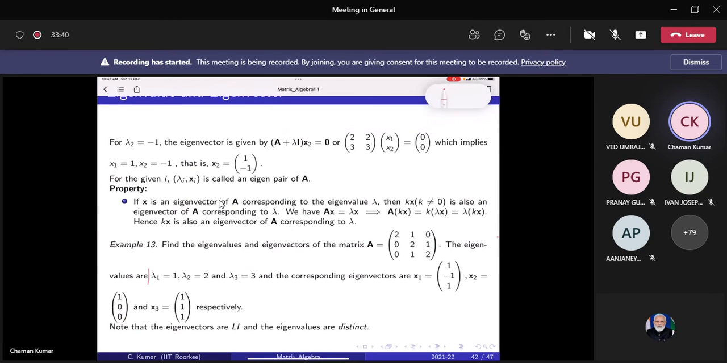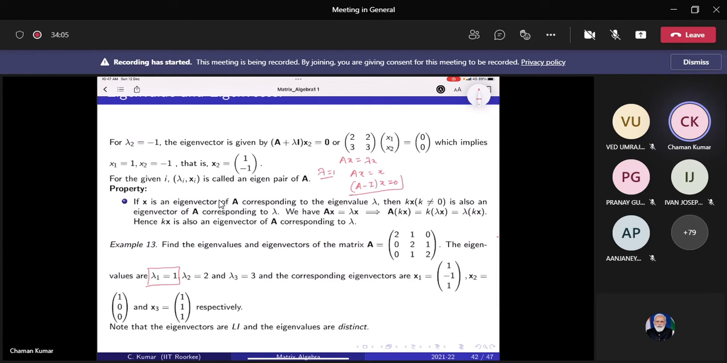So take lambda is equal to 1. If you take lambda is equal to 1 in the relationship Ax is equal to lambda x, we have Ax is equal to x, right? That means (A minus I)x is equal to 0.